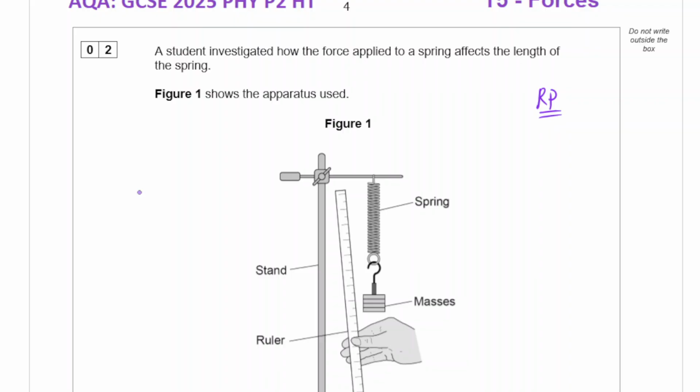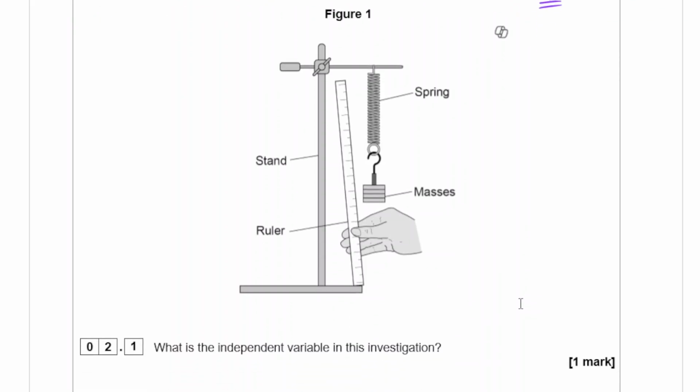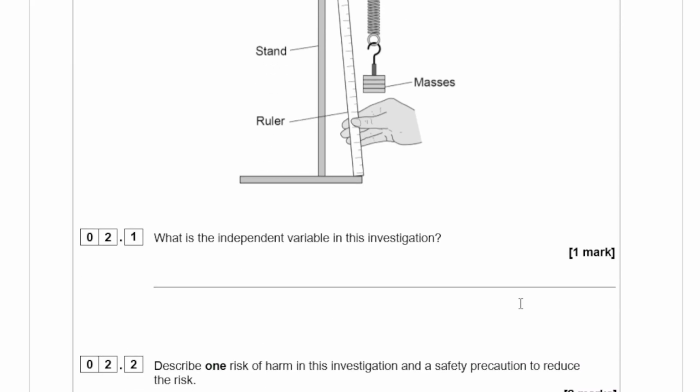Figure 1 shows the apparatus used. So you can see the spring with the mass hanging at the bottom and a ruler being held up. Not straight, but slanted, okay. And a retort stand. What is the independent variable in this investigation? This is the force applied. You could also say the weight of the masses, or you could say the mass hung from the spring.